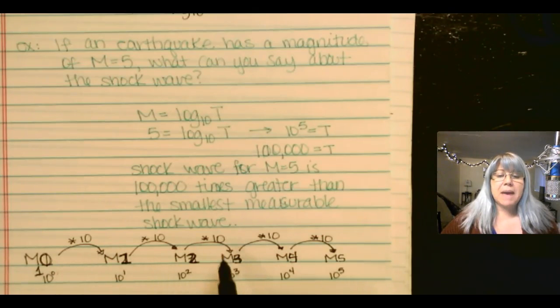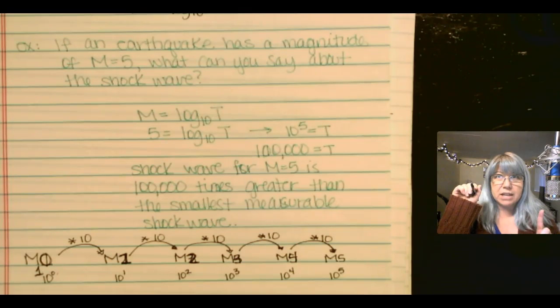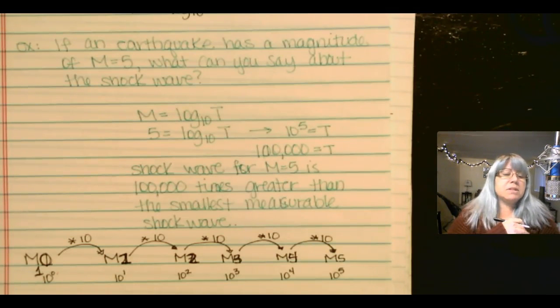And we continue this pattern. So an M9, a magnitude 9 earthquake, is going to be 1 with 9 zeros. Wait, 9 zeros. So that's hundreds, thousands, millions. So that's 100 million times, no, 1 billion. What am I thinking? 9 zeros is 1 billion. 1 billion times larger than the smallest recorded shock wave.